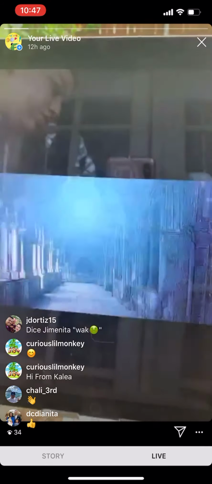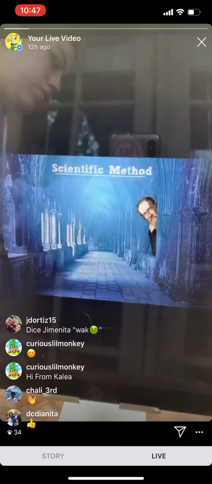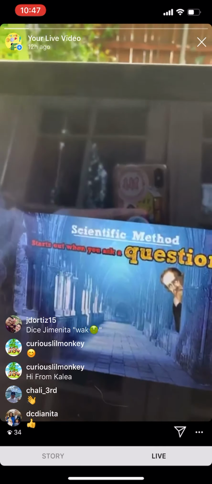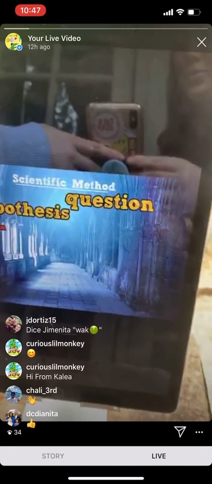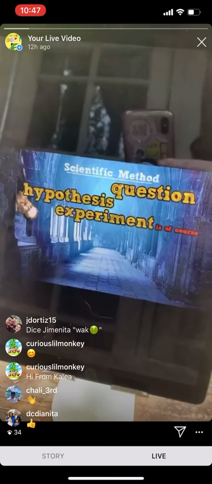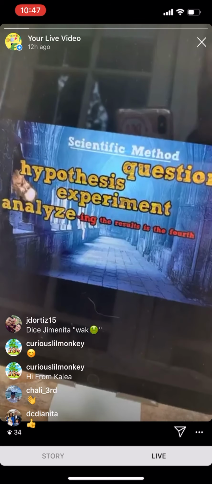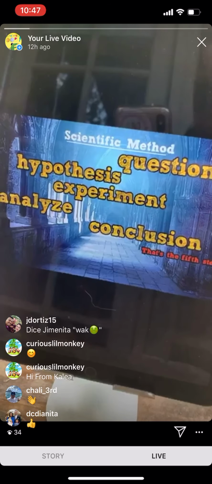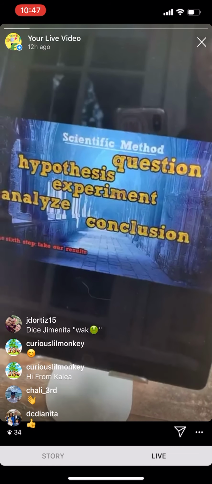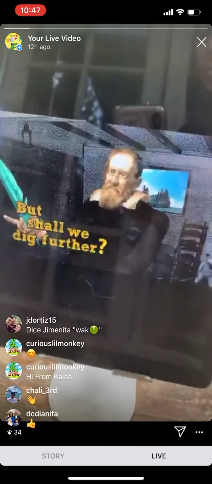What is it? The scientific method starts out when you ask a question. The hypothesis is the second step, then you test it. That's what an experiment is, of course. Analyzing the results is the fourth. Have we reached a conclusion? Do we need more support? That's the fifth step. Yep, we've been waiting. The sixth step, take our results, communicate them. Or shall we dig further?